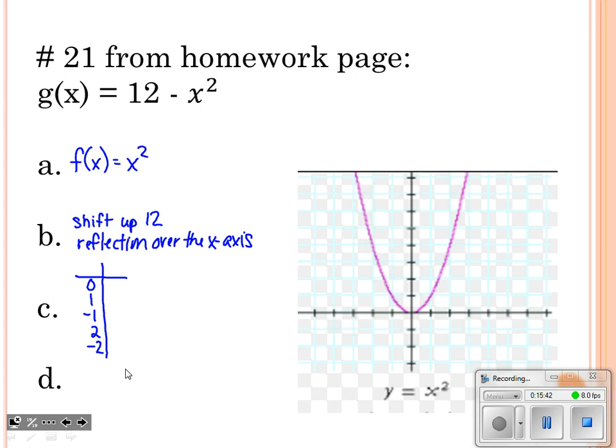And when I put a 0 in, I got out a 12. When the 1s went in, I got out 11s. And the 2s gave me 8s. Again, I'm using the g of x function, so 12 minus x squared was how I determined those y values. Plotting, so 0, 12, way up there. And 1, 11, so on both sides of it. And 2, 8. And negative 2, 8.